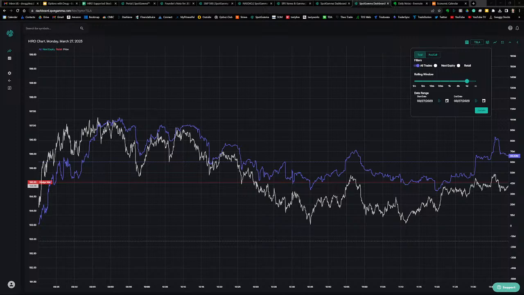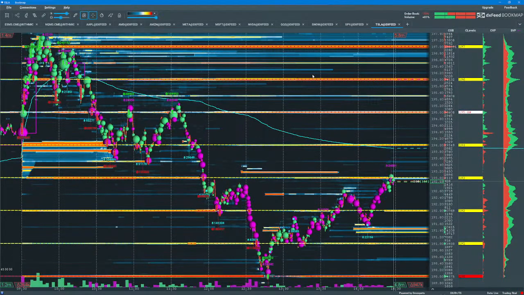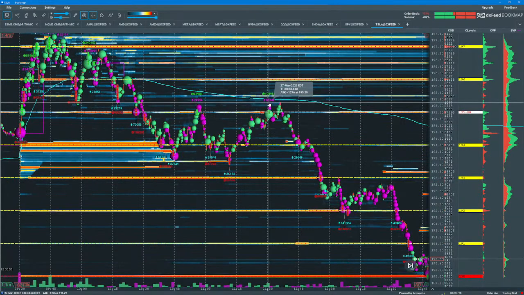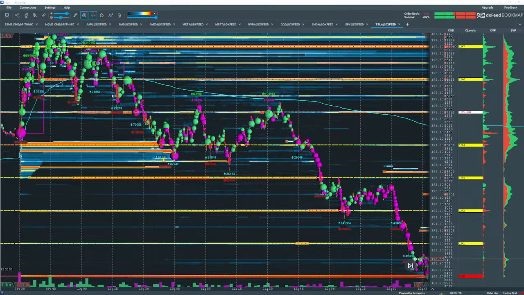All right, let's go take a look at Bookmap again. I'm going to zoom in. And there's the short setup about 10:15. Somewhere, oops, wrong tool, sorry. And a break below VWAP.